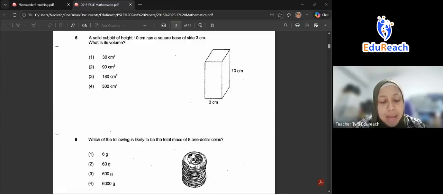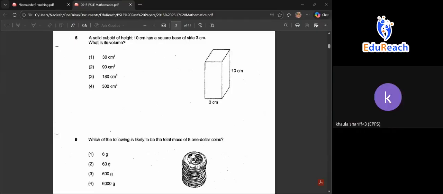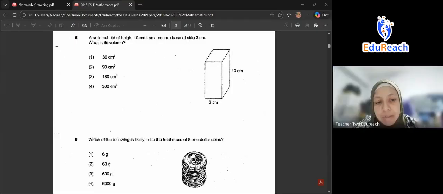So recall back, how do you calculate volume? Length times breadth times height. Logical reasoning for the mass of 8 $1 coins? Is it length times breadth times height? Okay, done. Haula, just try on your own. No need to discuss first. We are all doing our own work. Shahada, done.